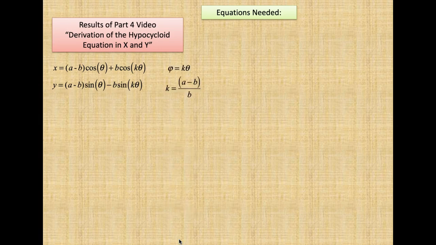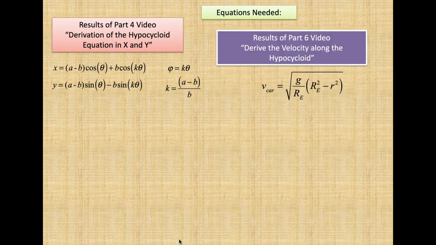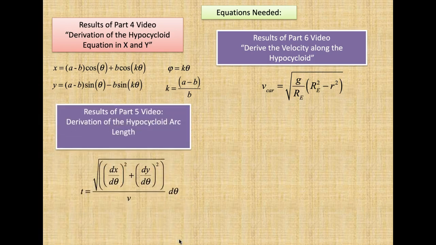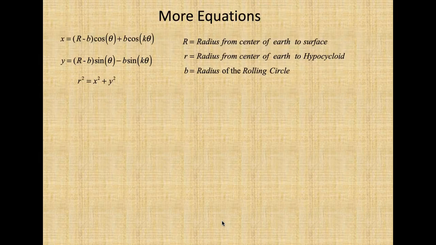Phi is equal to k times theta, and k is equal to a minus b divided by b. We also need the results of the part six video, derive the velocity along the hypocycloid, which is listed below. We also need the results of the part five video, derivation of the hypocycloid arc length. And this is the equation we use to derive the arc length. Let's get started. Okay, more equations.